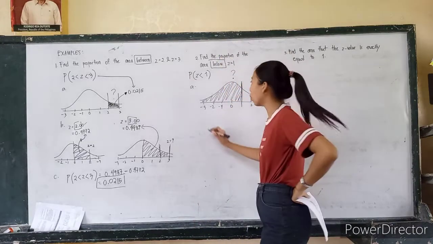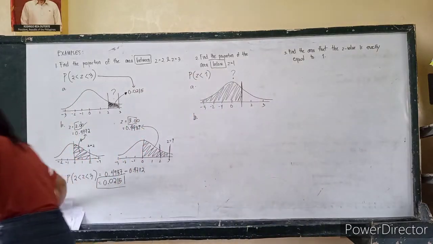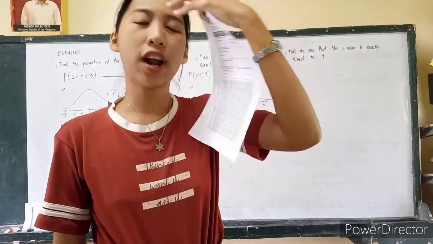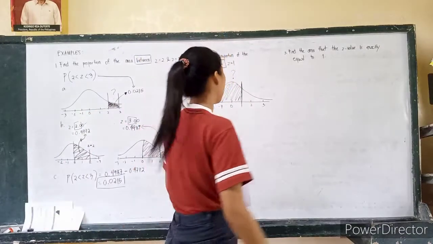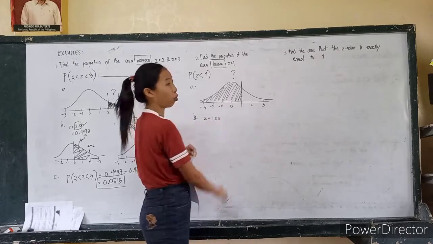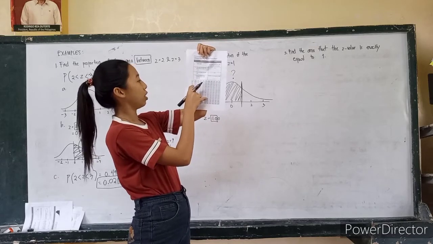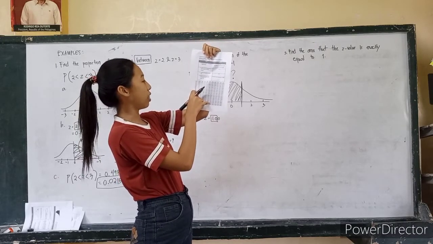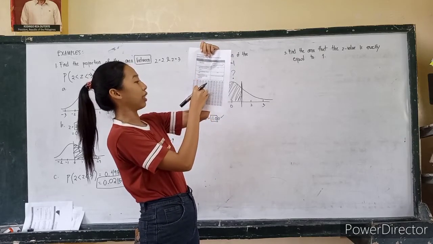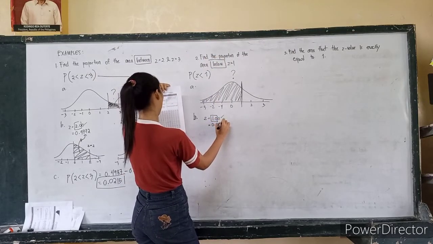So, what are we going to do? Next step is to use your Z table value. We are going to look for the Z table value of Z is equal to 1.00. For the first two digits, look for the row, 1.0. And then the last digit is in your column on top, and where they meet, where they intersect, the answer for that is 0.3413.